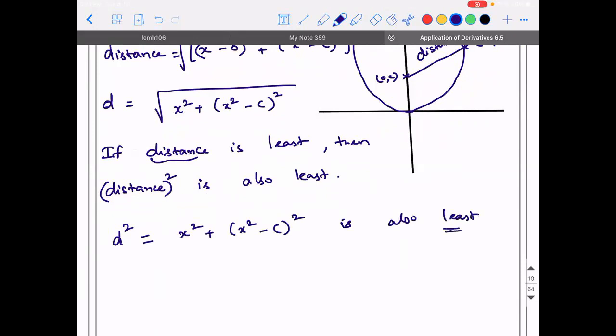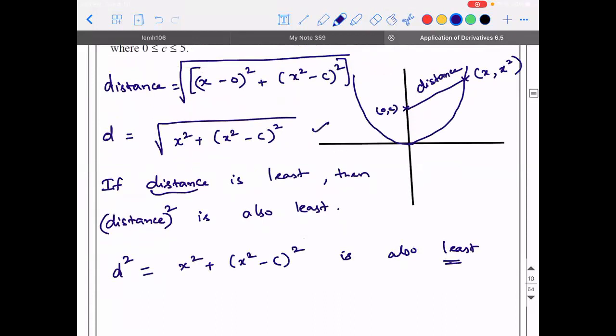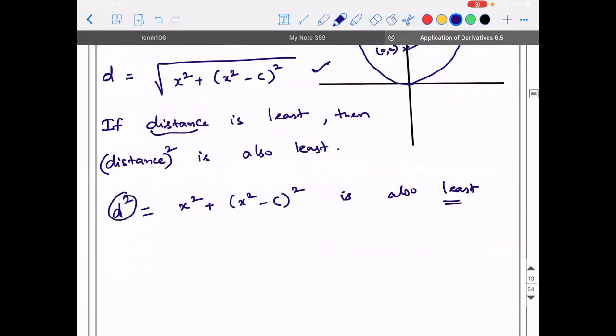You know why? What is the reason why I took a square? Because the formula for distance has a square root. Wherever I want to get rid of a square root, we can take the square of it and make the statement. Okay. So distance square, I'll call it as capital D. So capital D is a function of one variable. So I can start differentiating.